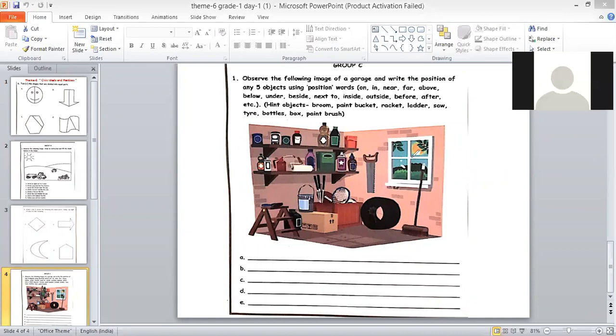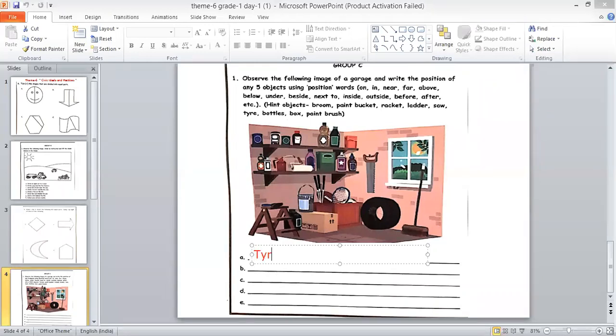Veda? Yes, ma'am. Veda, now you can use any one of the objects and tell me any one sentence. The tire is beside the broom. Okay. We can say the tire is beside the broom. So we'll write here: Tire is beside the... I can write my own also, but it should be correct. Grammatically, there should be no mistake. Okay, ma'am. Yes, so the tire is beside the broom. Fine.